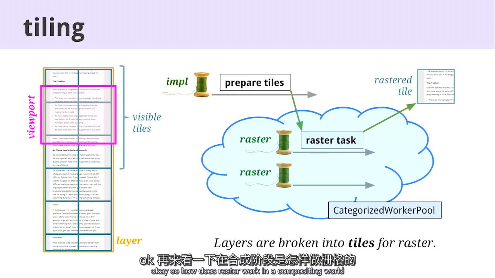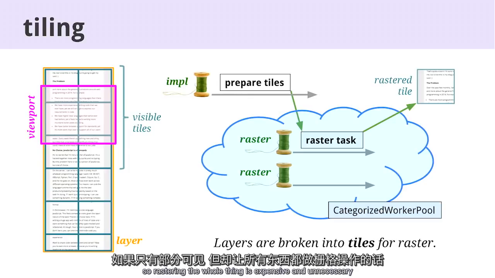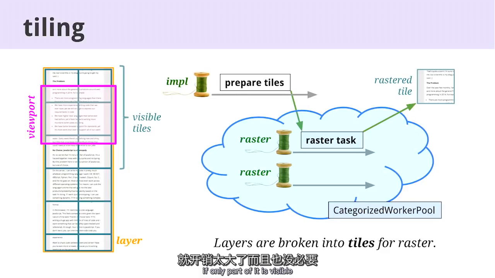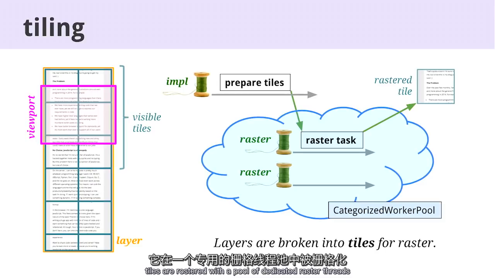Okay, so how does raster work in a compositing world? Remember, raster was the step that came after paint, which turns the paint ops into bitmaps. Now, layers can be large. Remember, for a scroll container, we have a layer for the entire scrolling content. So rastering the whole thing is expensive and unnecessary if only part of it is visible. So the compositor thread divides the layer into tiles. And tiles are the unit of raster work. Tiles are rastered with a pool of dedicated raster threads.